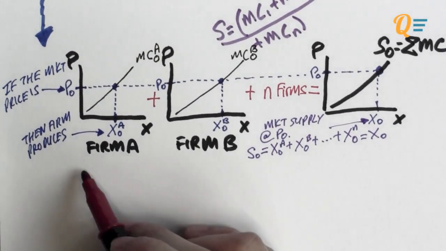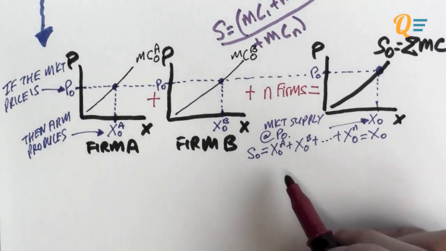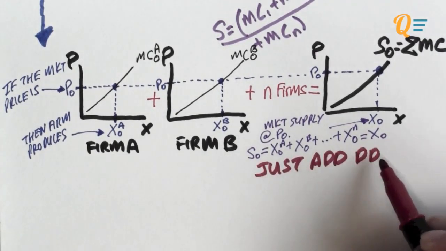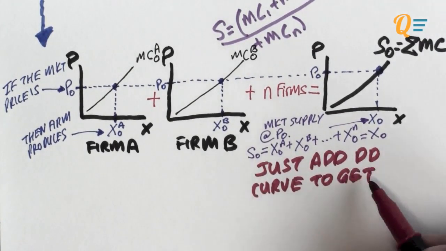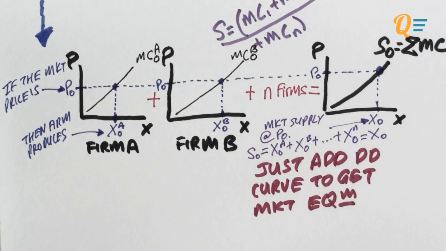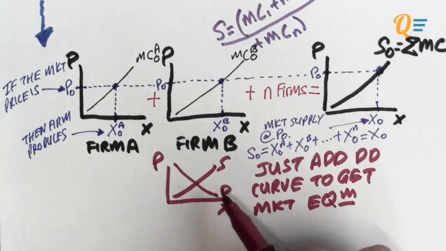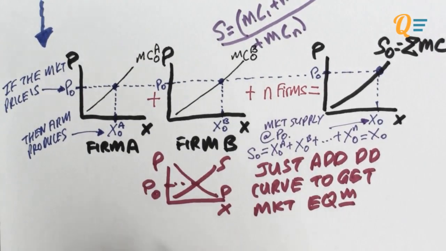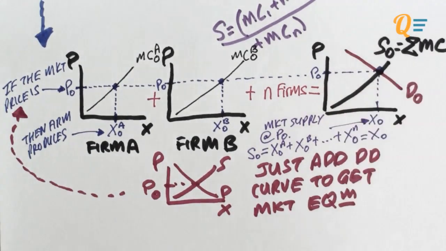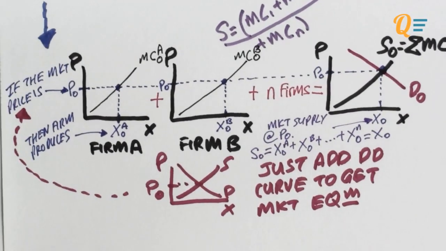So how do we complete this graph? What we do is simply add in the demand curve to get the market equilibrium. But we already assume that the market price is P naught, right? So the demand and supply curves would look something like this. P naught is the equilibrium price. The market equilibrium determines P naught, so for this case, the demand curve is drawn as such. D naught is the market demand curve.